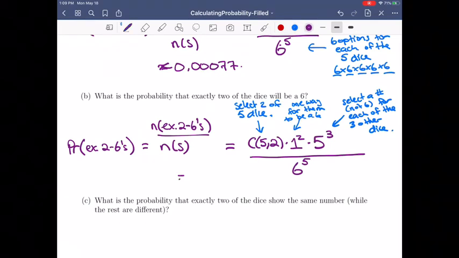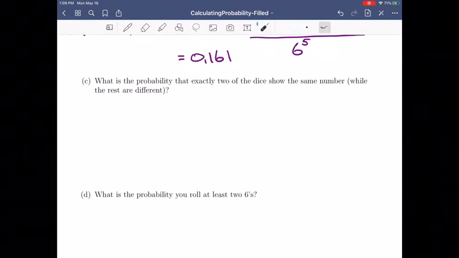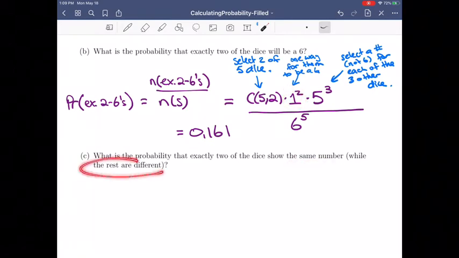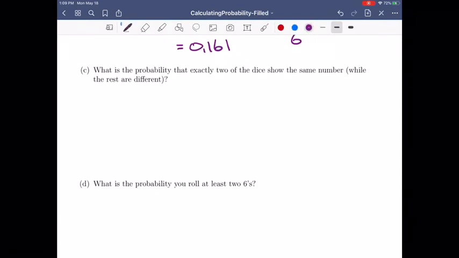So if we compute that, you get 0.161 approximately. Okay, now, what if I know exactly 2 of the dice are the same? Okay, show the same number, but I don't know what that number is. So that's similar to what we did in B, except here I knew the number was 6. Here I don't know the number. And also here I want all the rest to be different. Okay, so I can't have repeats here like I allowed in part B. Okay, so it's similar. So we want the probability exactly 2 the same.